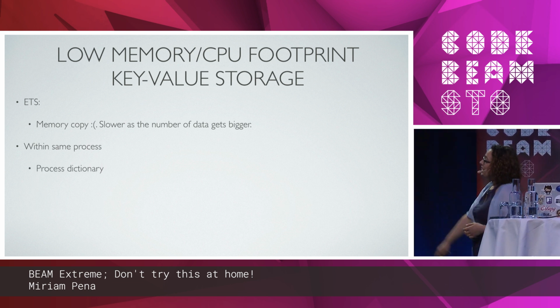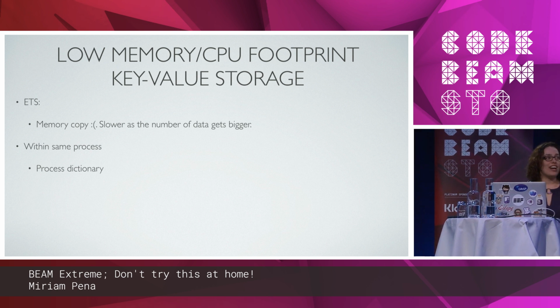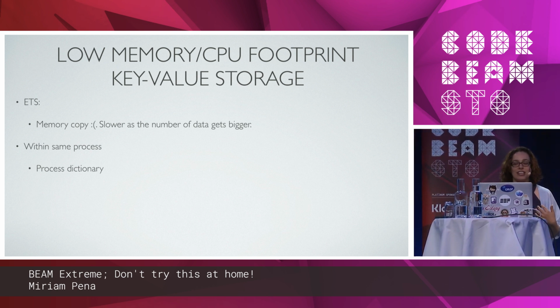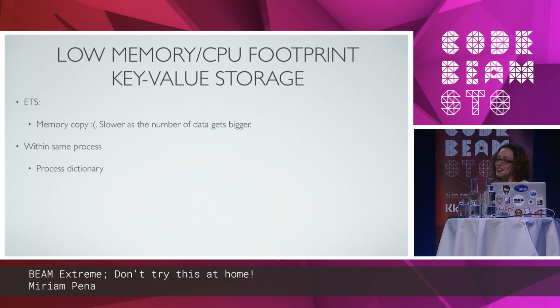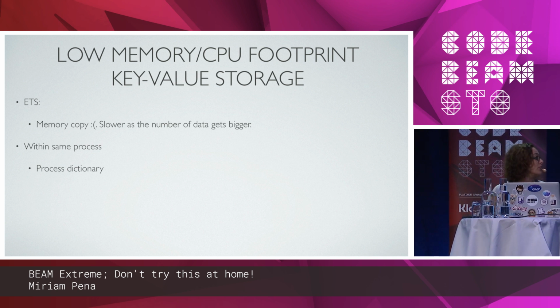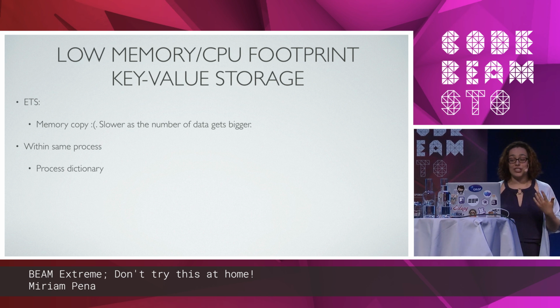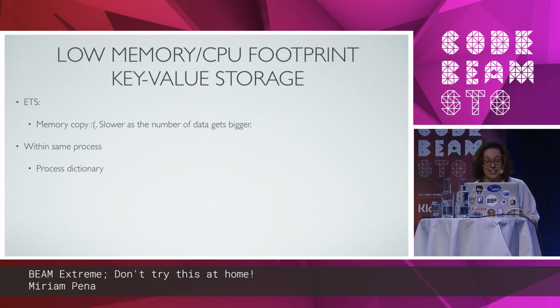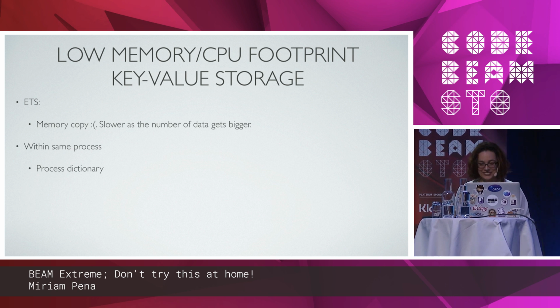But if you just say you have this argument that you want to pass around in every single function, but you don't want to do that because it's kind of annoying to have this argument in every single function of all of your program on your process. Some people will suggest to use an ETS table, but forget about it. Process dictionary is really much faster.